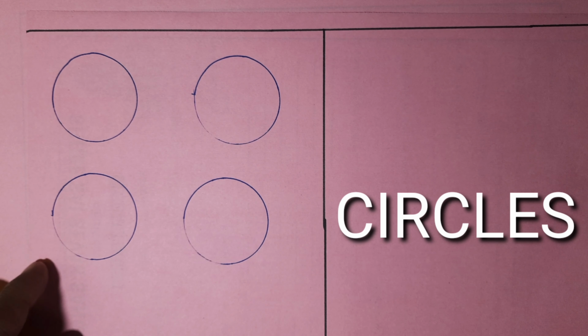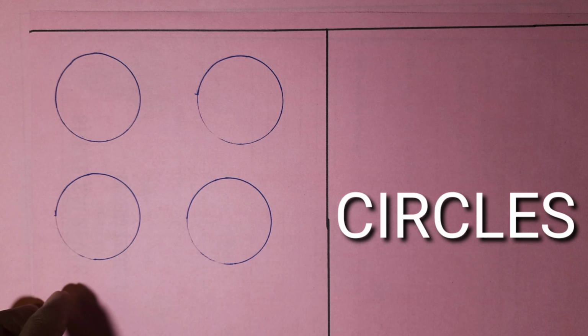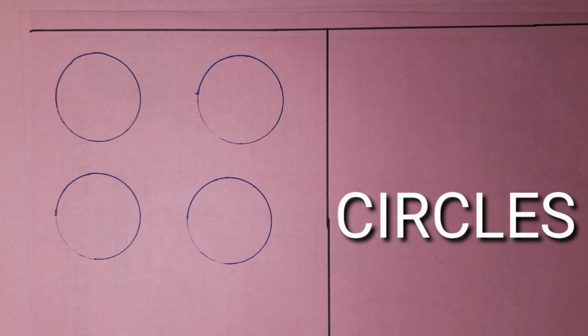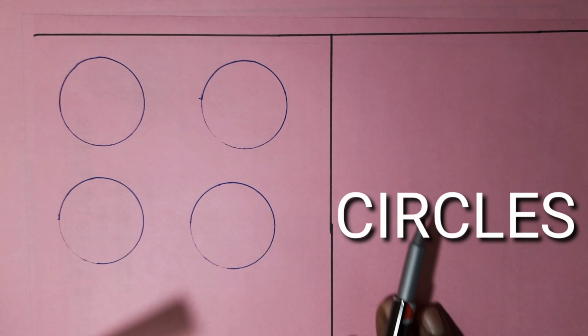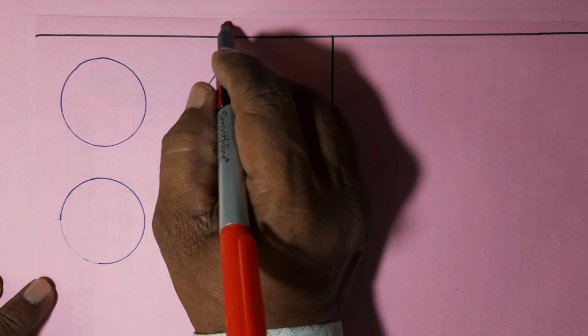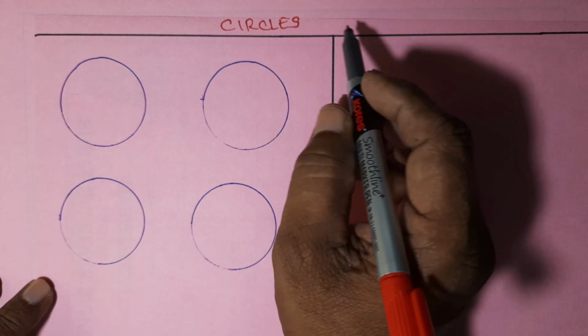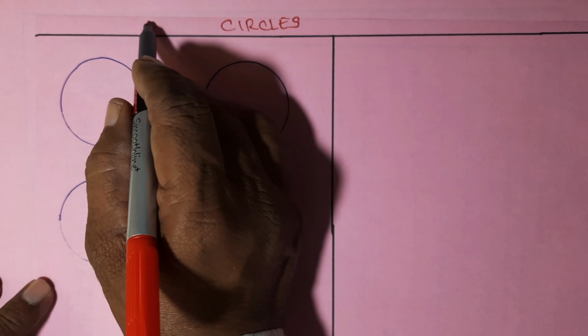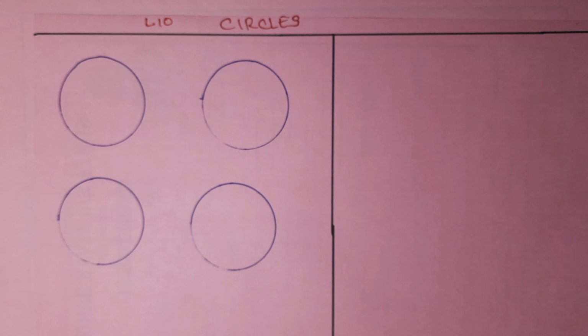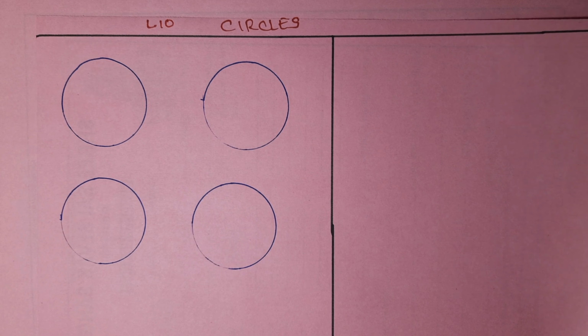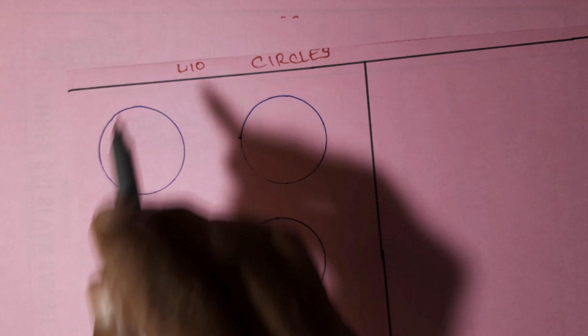Now you see, this is circle. Okay, this is circle. Now what are the different terms related to this circle? So let me give you heading, circles, and that is chapter 10, lesson number 10. Now what are the few terms which is required to know for every student?